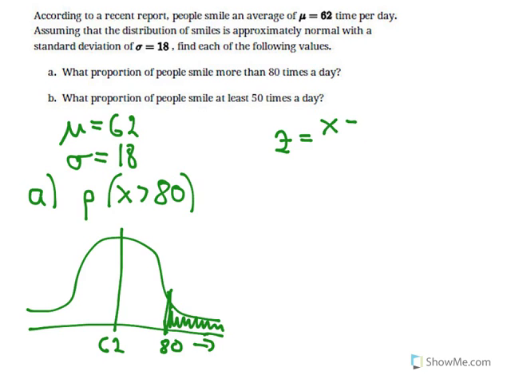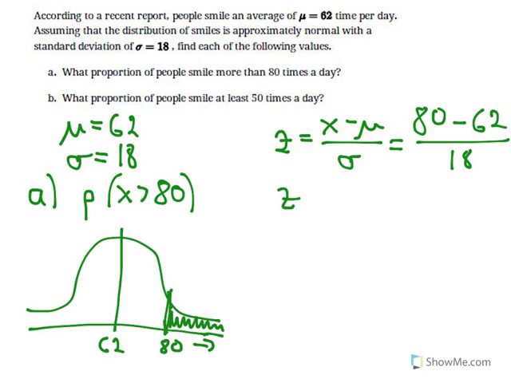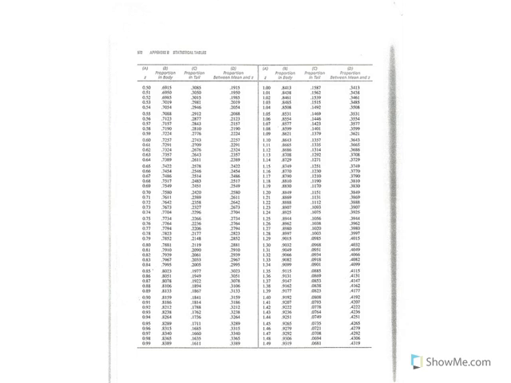We know the formula is x minus the mean over the standard deviation. So we just plug in 62, oops, sorry, that should be 80, because x is 80, right? 80 minus the mean of 62 over 18, which then means z equals +1. Now we have to look up the proportion for the z-score of 1.